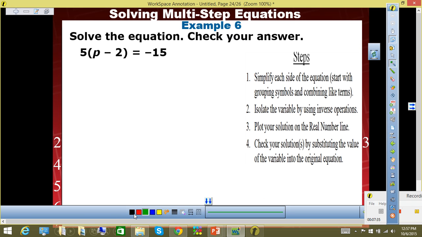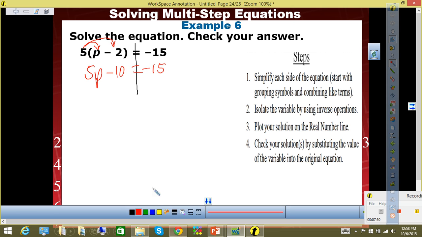Okay, here goes the process. Line down the equal sign. Step 1 is simplify. Can we simplify the right side? No. The left side, yes, by distributing into the parentheses. We're left with 5p minus 10 equals negative 15. From there, we start with subtraction. That means we add 10 to each side. We're left with 5p equals negative 5.